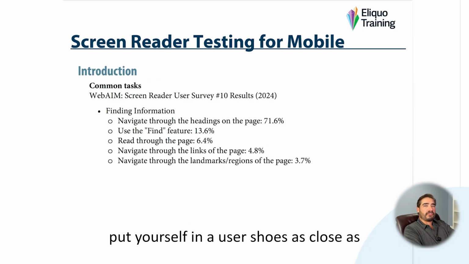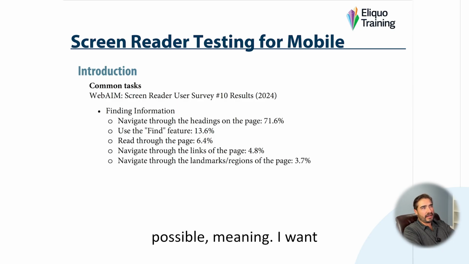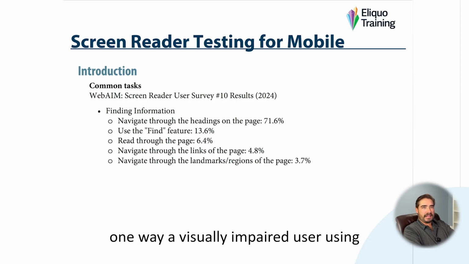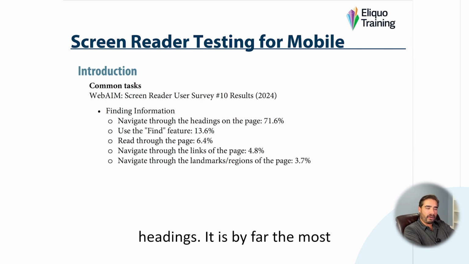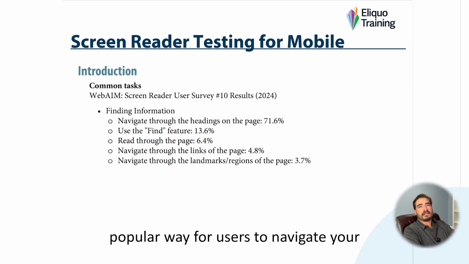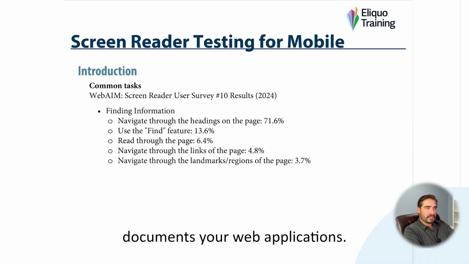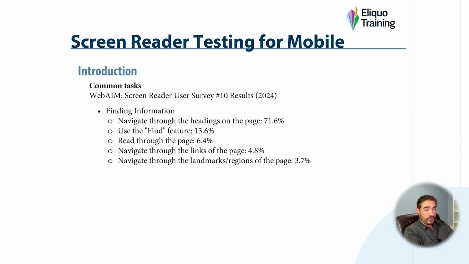You also want to put yourself in the user's shoes as close as possible, meaning I want to find content. How do I go about finding content? Well, the number one way a visually impaired user using a screen reader to navigate your document is through headings. Headings, headings, headings. It is by far the most popular way for users to navigate your documents, your web applications. And nowadays, in Swift, which is the iOS platform to build native applications, you have headings available to you. Use them.